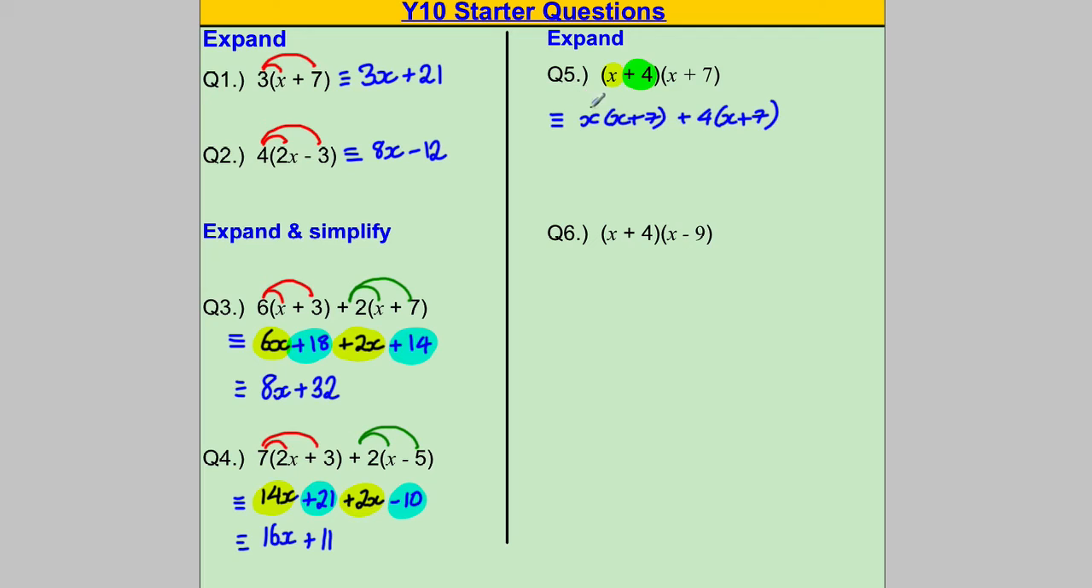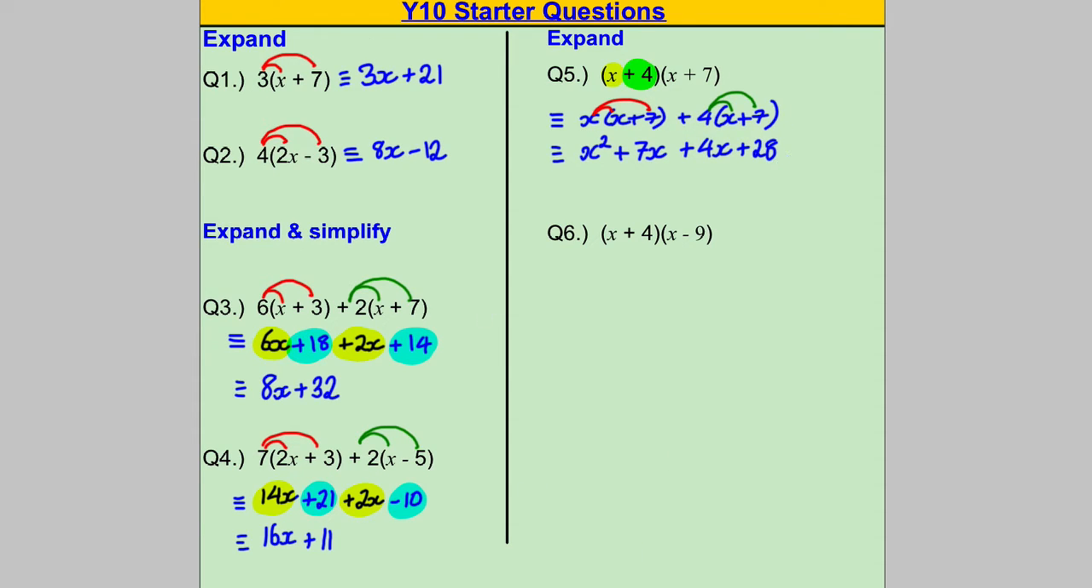And now we're just going to expand. So x multiplied by x and x multiplied by positive 7, and positive 4 multiplied by x and positive 4 multiplied by positive 7. So x multiplied by x is x squared, x multiplied by positive 7 is positive 7x, positive 4 multiplied by x is positive 4x, and positive 4 multiplied by positive 7 is positive 28.